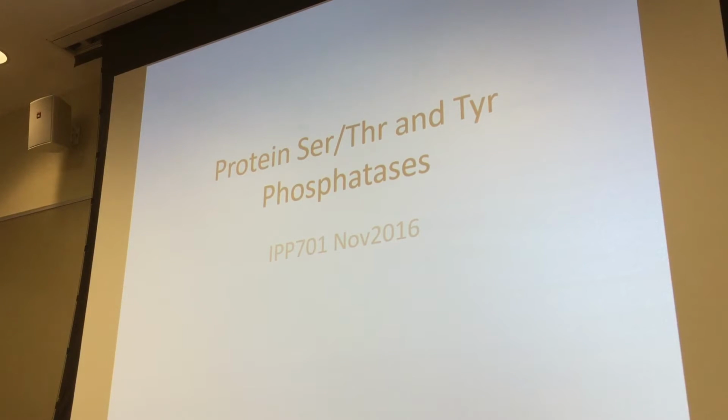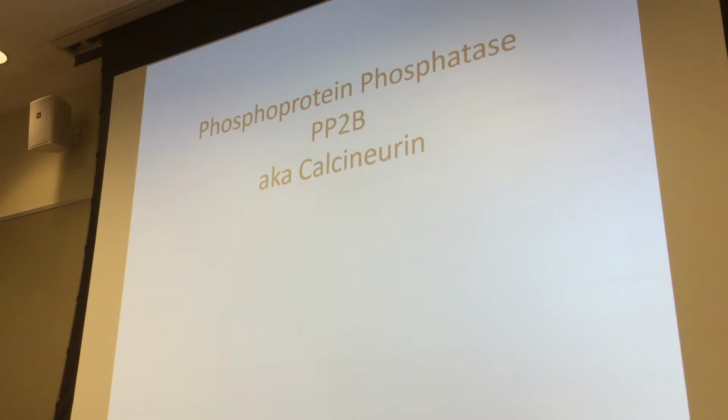Now I've got two phosphatases that I want to talk to you about today. One is a representative serine threonine phosphatase that will take the serines and the threonines off of proteins, and the other one is a tyrosine phosphatase. Again, this is not the be-all and end-all of tyrosine and serine phosphatases. There are probably about 100 of them, so we're just going to take a little look at some broad generalizations by looking at these two. The first one I want to talk about is PP2B, which stands for phosphoprotein phosphatase, and it's also known as calcineurin.